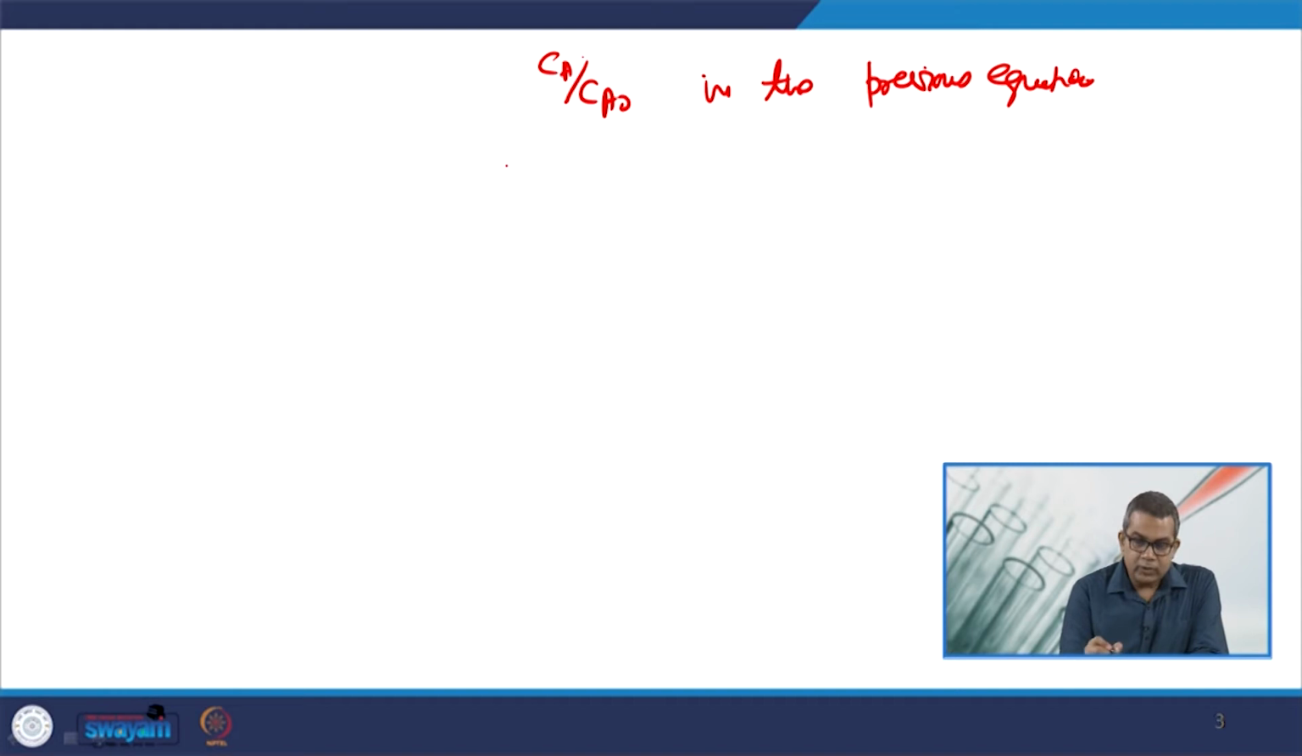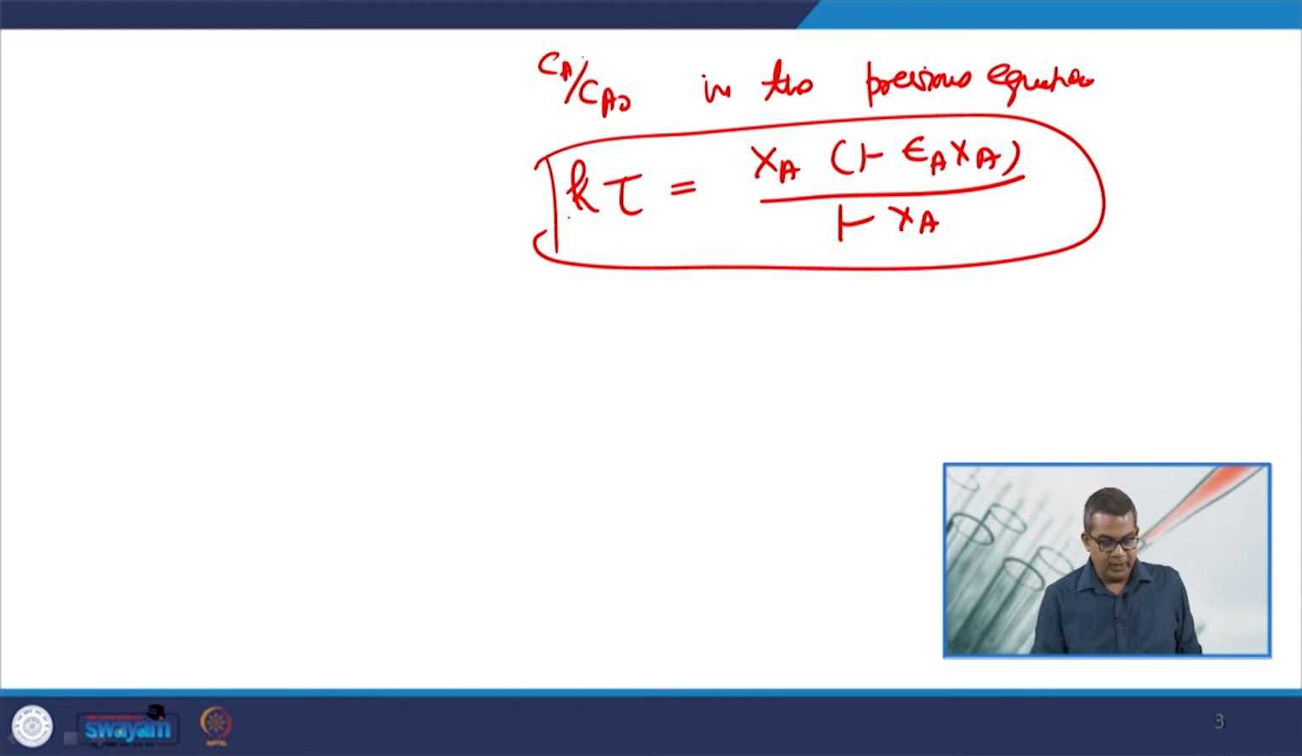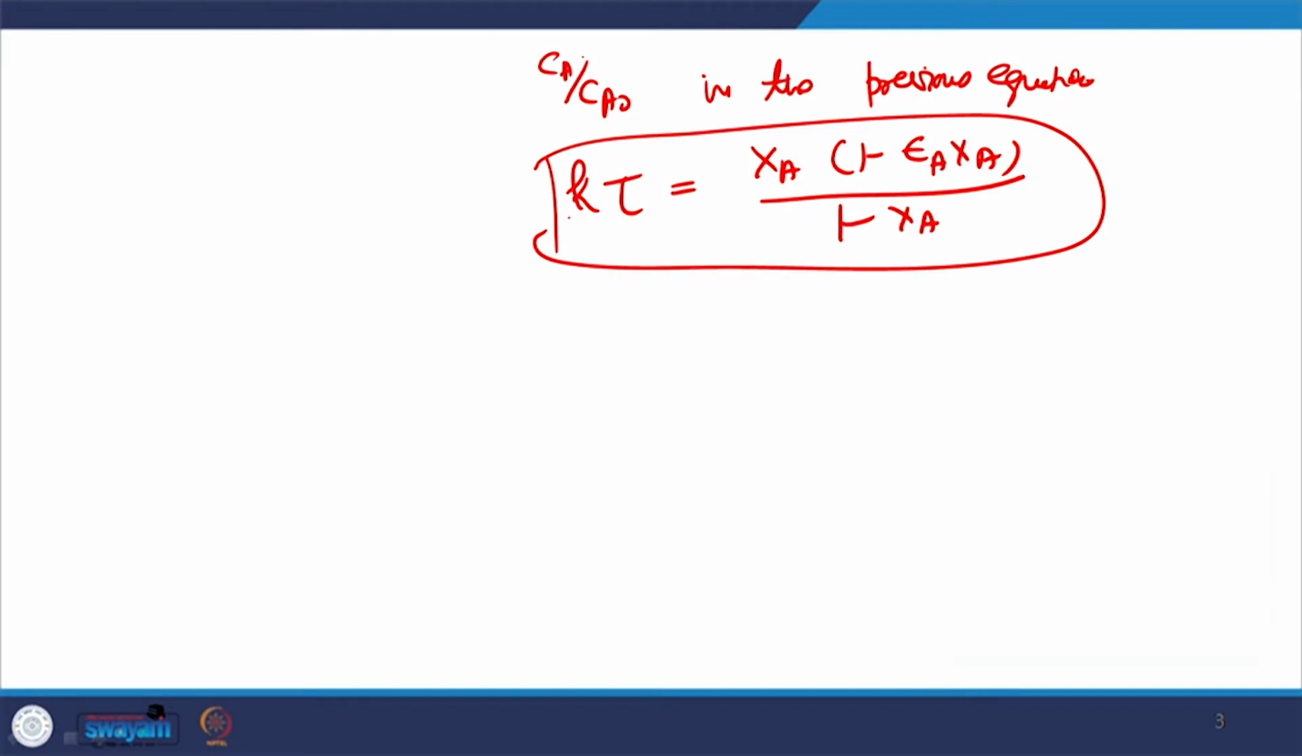So if we put all these values and rearrange, it can be written as k = XA upon 1 minus XA. Now this is the required performance equation for a first order and varying volume system in MFR. So this is a very important equation related to the mixed flow reactor.